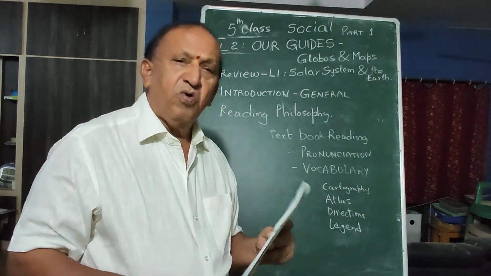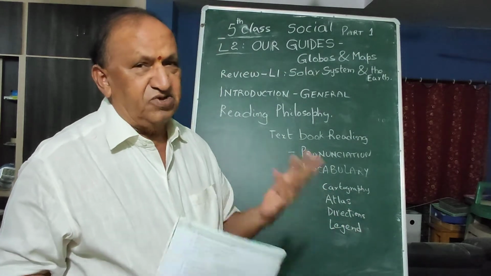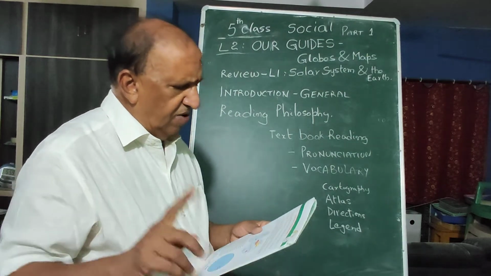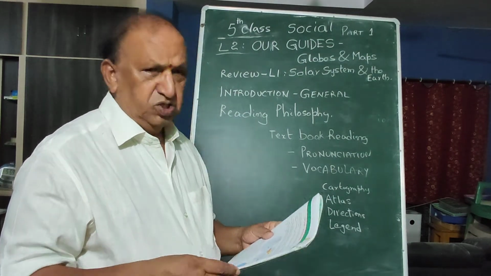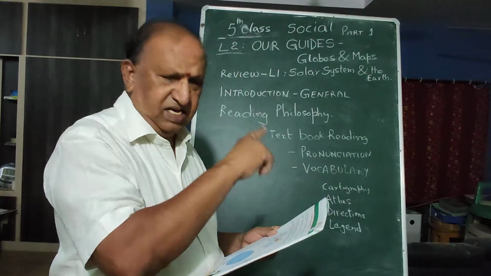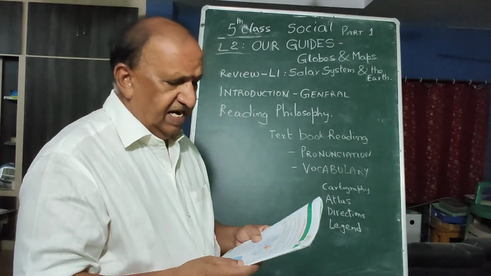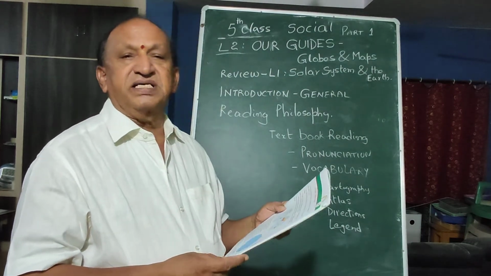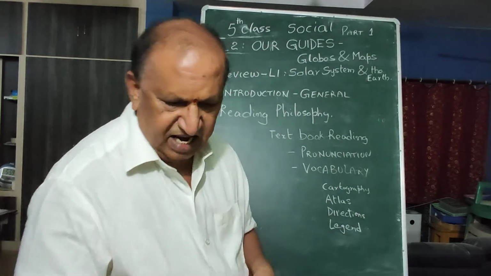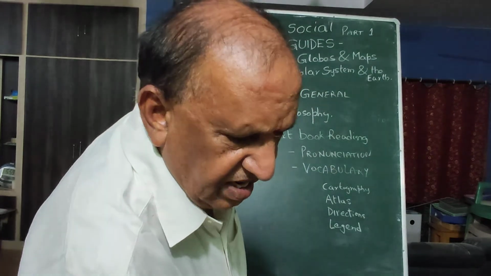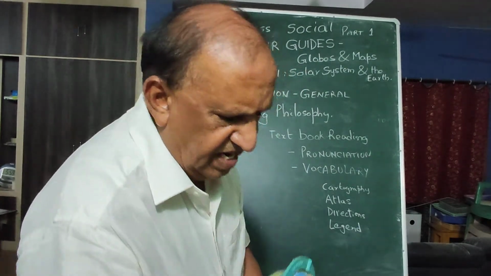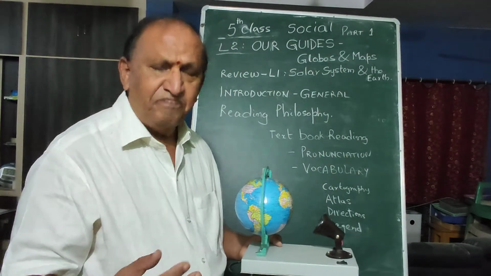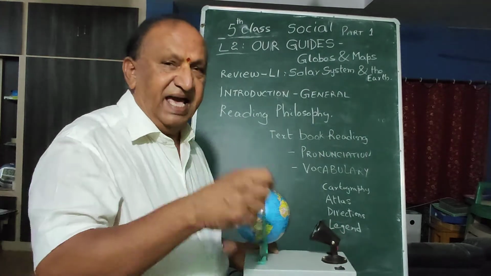Our guides. Who are our guides to understand the universe? The first is the globe and the maps. Now we have already learned that the earth is spherical in shape in the last lesson. It comprises 71% of water and 29% land. You can see here, I brought a model of the earth. You can see in the next lesson this model will help you to understand how the days and nights are formed.